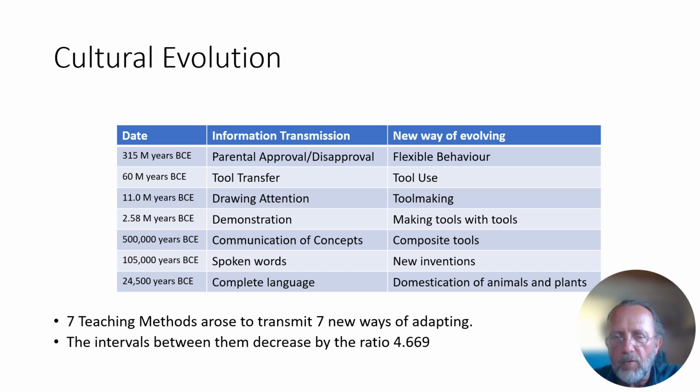So we have parental approval and disapproval, tool transfer, which means giving a tool to the young, drawing attention, demonstration, communication of concepts, spoken words, and complete language. And if we look at the times and look at the ratios of the times, we find that they accelerate, or they get shorter, by the ratio 4.669.